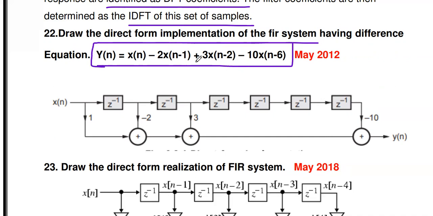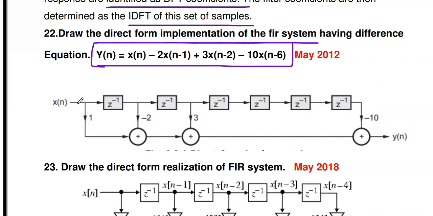So this filter we are going to realize in direct form. Direct form means transversal structure. So you see the output y of n is equal to x of n minus 2 into x of n minus 1 plus 3 into x of n minus 2 minus 10 into x of n minus 6.